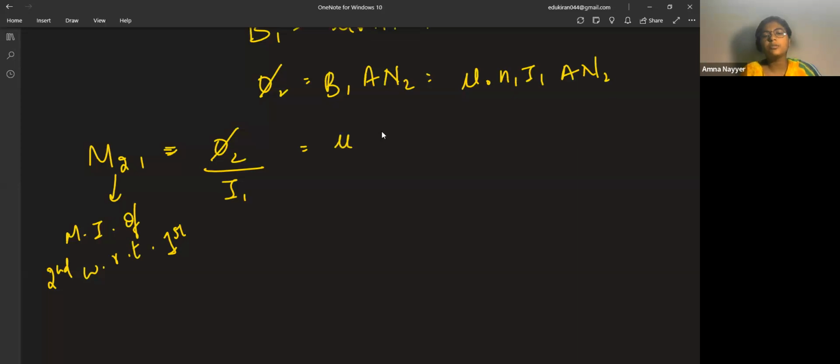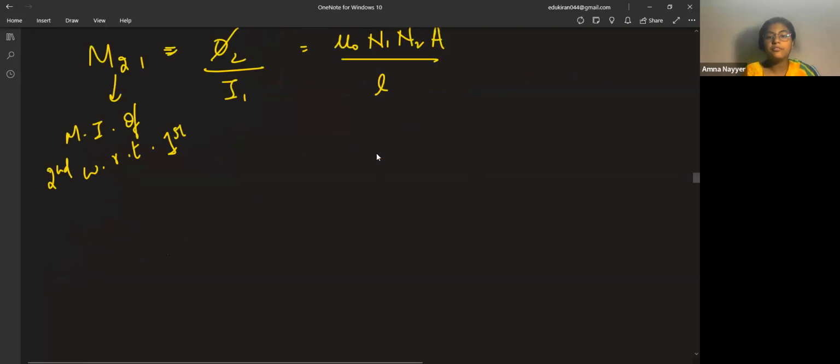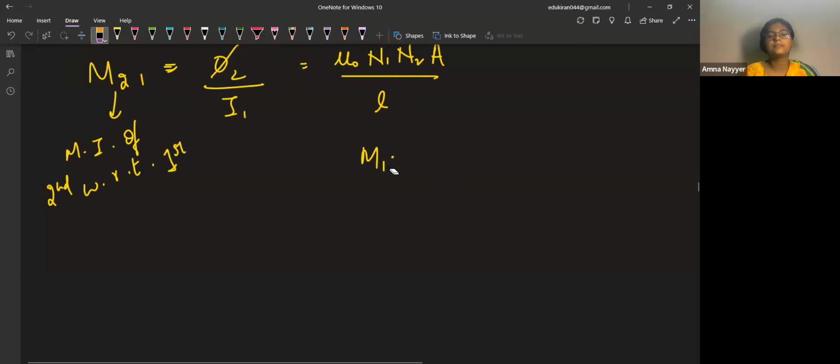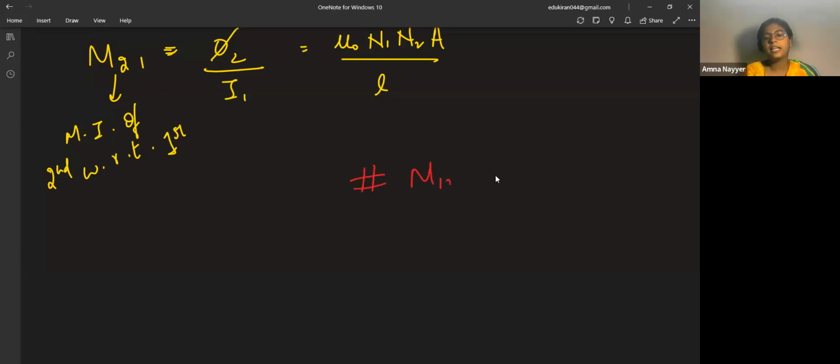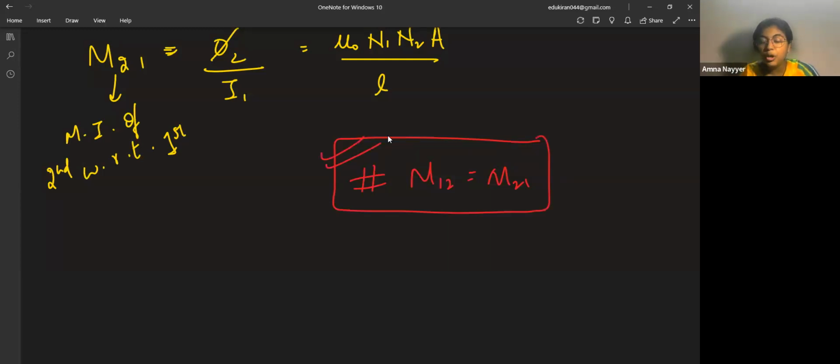So this becomes mu naught N1 N2 A divided by l. This will be the same. See, current will be cancelled. N1 and N2 both are present. So you will get the same result by both the means, right? So what you can conclude? You can conclude that M12 is equal to M21. You can conclude this fact that M12 is equal to M21. Sometimes in the question, this can be asked to you to prove that mutual induction of first with respect to second and second with respect to first, both are exactly the same. So this derivation you have to show.